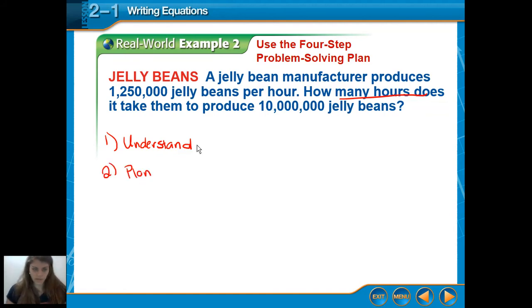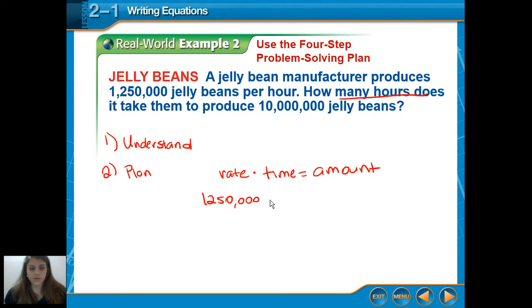The second part is to plan. We want to come up with a plan of how to solve this. So if we take the rate and multiply by the time, that's going to be the amount of jelly beans produced. So rate times time equals amount produced. In our case, our rate is 1,250,000. And our time, we don't know what it is. We're going to call it H. We're looking for the number of hours, right? And the amount we're looking to have produced is 10 million.